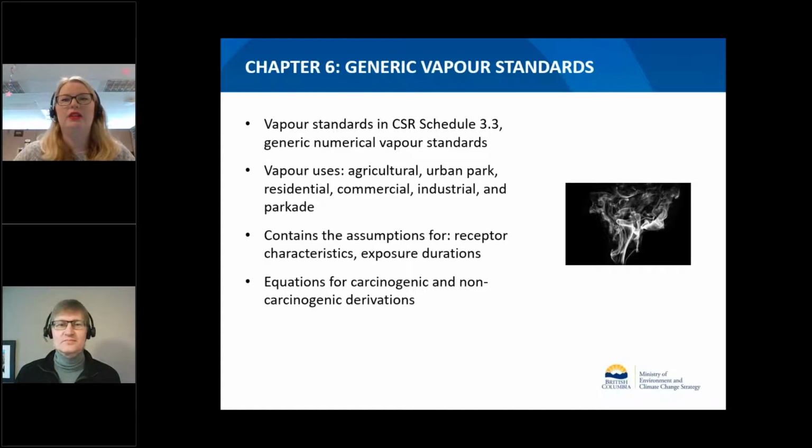Chapter 6 provides the derivation for the generic vapor standards, which are found in Schedule 3.3 of the CSR. There are 6 vapor uses: agricultural, urban park, residential, commercial, industrial, and parkade use. Unlike the soil standards, residential vapor use is not divided into low or high density, and parkades is a use that is unique to the vapors. This chapter contains assumptions for receptor characteristics, exposure durations, and the equations for deriving carcinogenic and non-carcinogenic standards. Next slide, please.